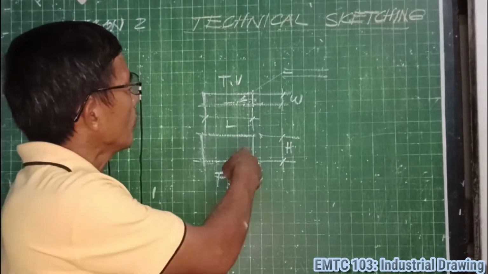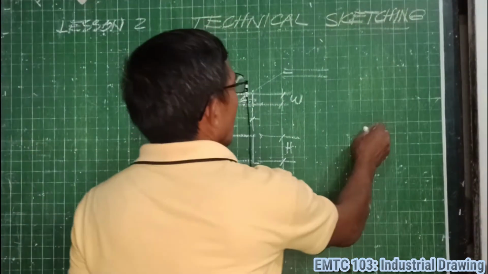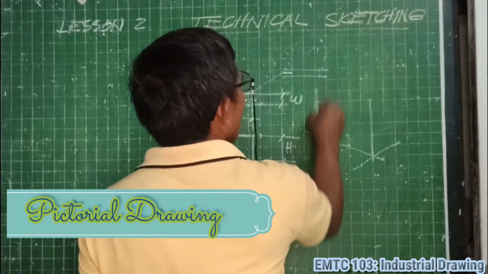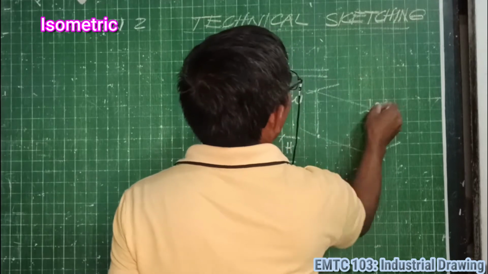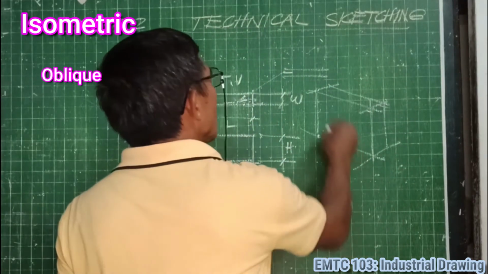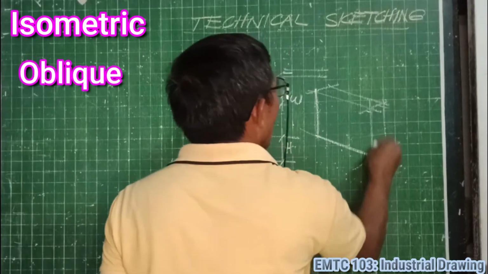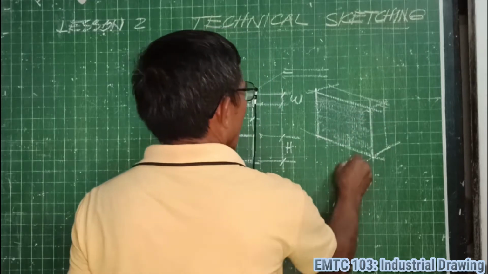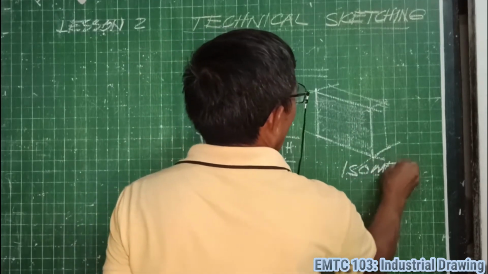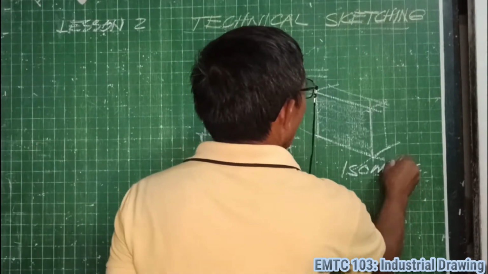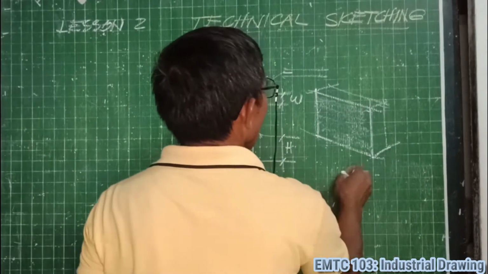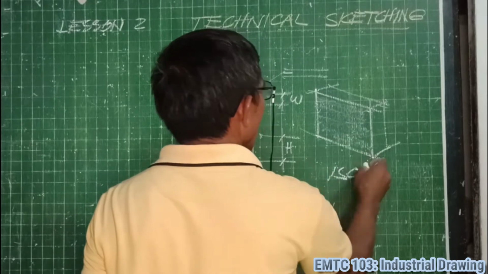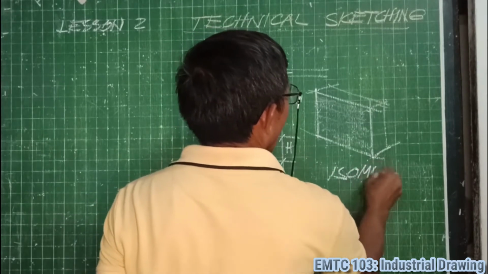To clarify this, another drawing employed is the pictorial drawing. Pictorial drawing could be classified as isometric, oblique, or perspective. This is an example of pictorial drawing. What I use here is the isometric, because some people have a hard time understanding through the three views.